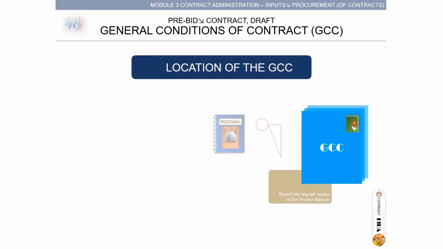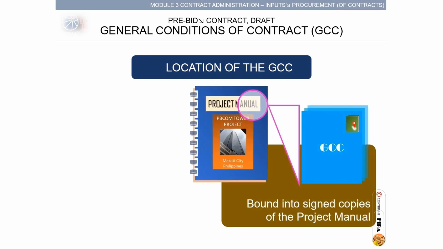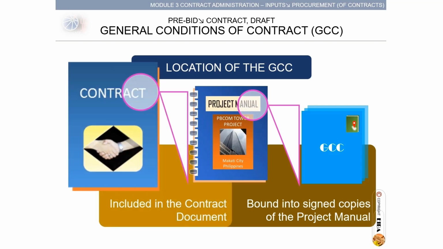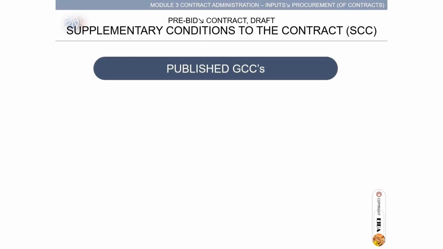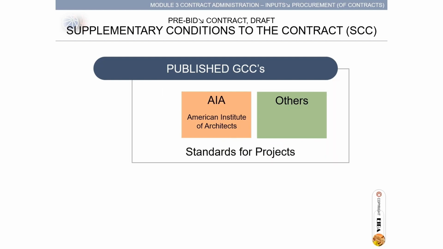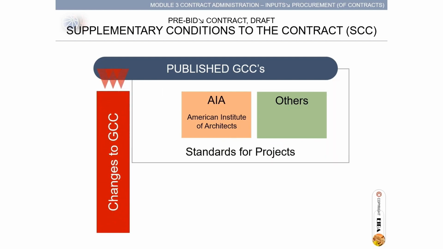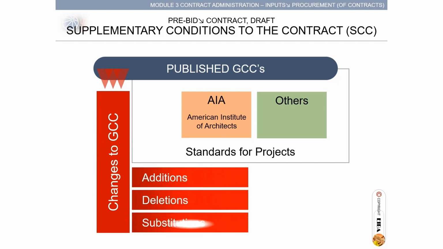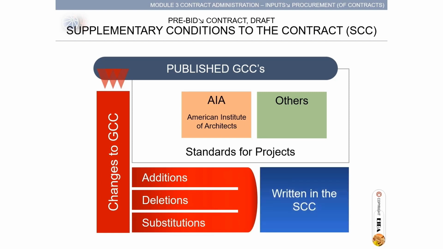Thinking where to find the location of the GCC? The GCC is bound into signed copies of the project manual, and the project manual is included in the contract document. The supplementary conditions to the contract, the SCC, normally follow the GCC. The published GCCs, such as from AIA, American Institute of Architects, to name one, and other sources, are standards for projects. But when it is necessary to make changes to the GCC, such as additions, deletions, or substitutions, these are written in the SCC. Supplementary conditions to the contract, SCC.